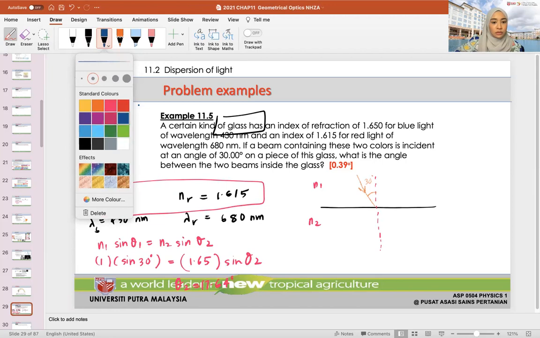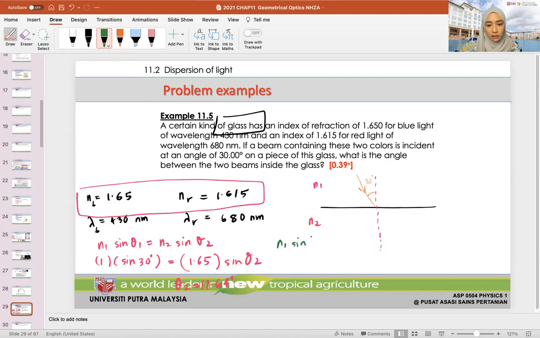So what happens when you use red light? Why did I use the pink color? Okay, red light, N1 sine theta 1 equals N2 sine theta 2. The same equation for Snell's law. N1 is 1, same incident angle because it is the same light. The light has two wavelengths. This is 30. And now we're trying to find the angle for red. So 1.615 sine of theta 2. So theta 2 in this case is 18.03.